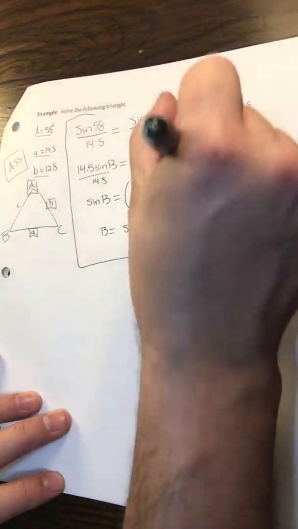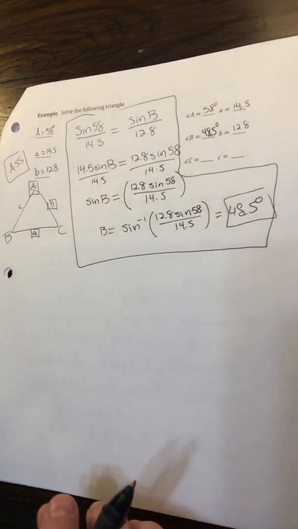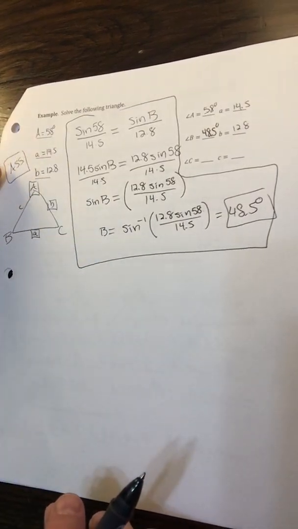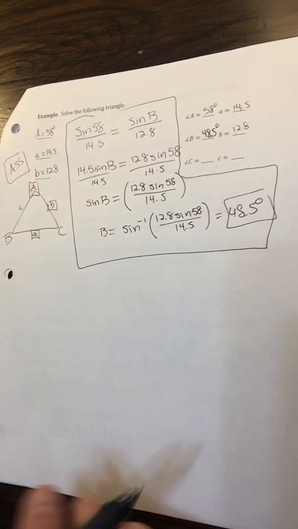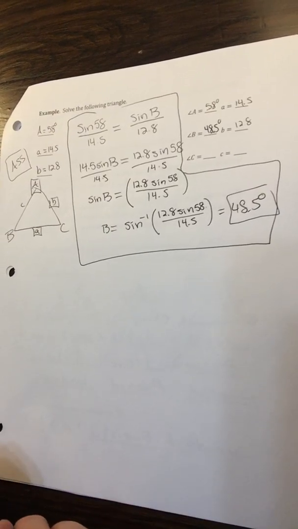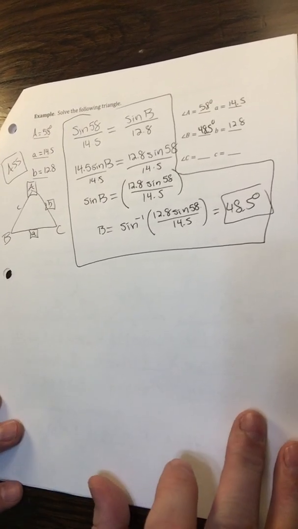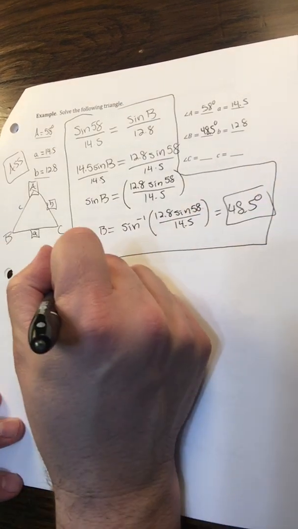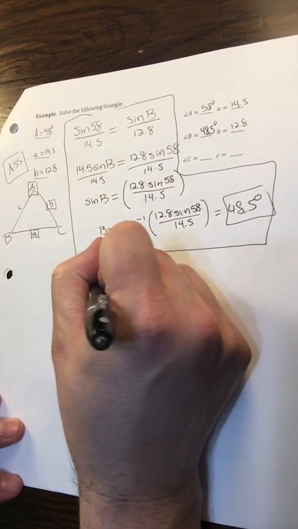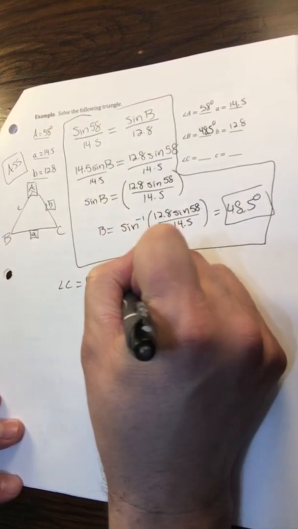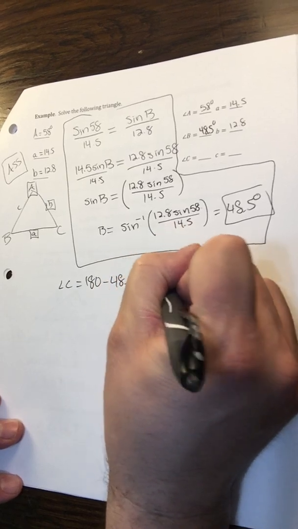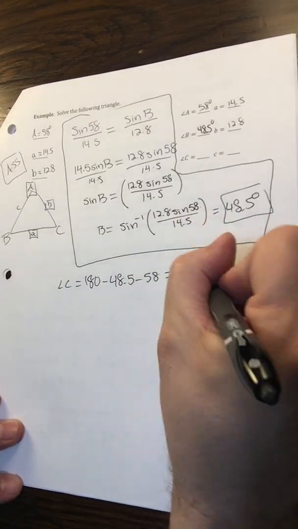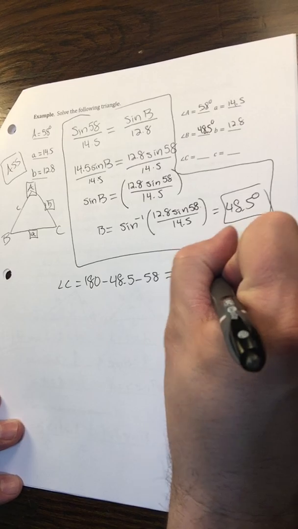So when you have an angle-side-side triangle, the reason that this can be more difficult is you only got one angle. You're going to have to do an inverse trig function to find an angle. All right, the rest of it is like the other ones. Angle C will just be equal to 180 minus the 48.5 I just found minus the 58. And so when I subtract those, I get 73.5 degrees.